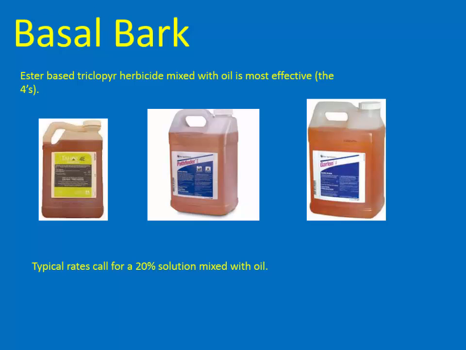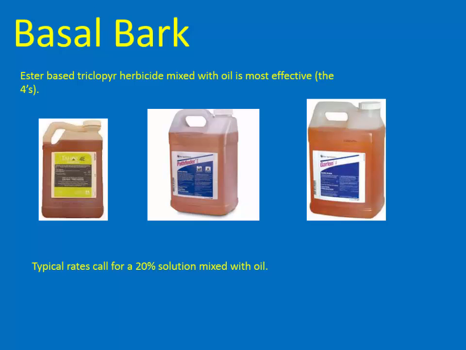But basal bark is the last one. And the oil-based triclopyr is the herbicide to use for basal bark treatment. Basal bark treatment's nice because you don't have to fire up a chainsaw. You can just go out, treat the stem, and you're done.